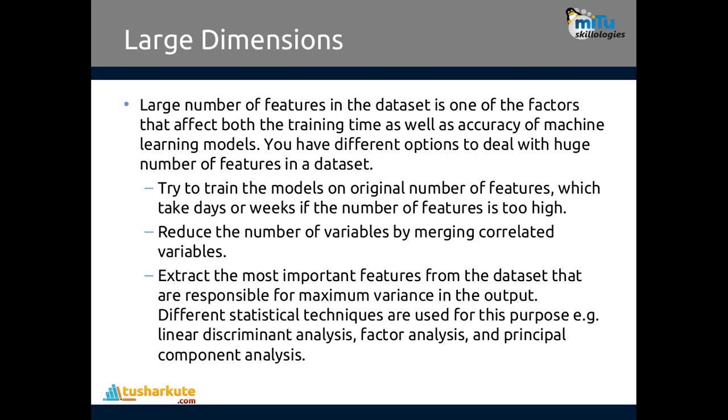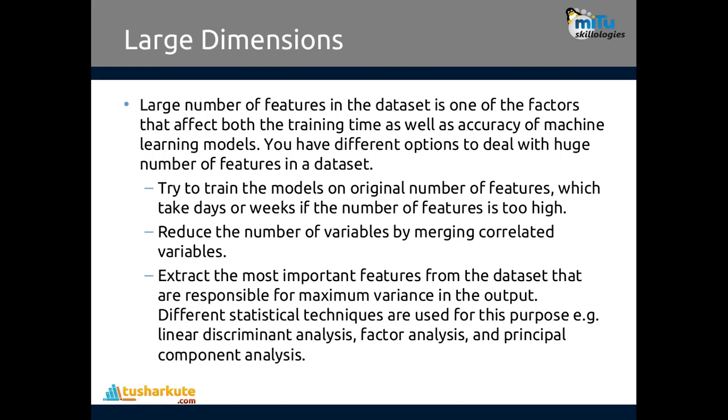A large number of features in the data set is one of the factors that affect both the training time as well as the accuracy of machine learning models. You have different options to deal with the huge number of features in the data set. You can try to train the model on the original number of features, which may take days or weeks if the number of features is too high. Or we can reduce the number of variables by merging the correlated variables, and extract the most important features from the data set that are responsible for maximum variance in the output. Different statistical techniques are used for this purpose, called linear discriminant analysis, factor analysis, and principal component analysis.